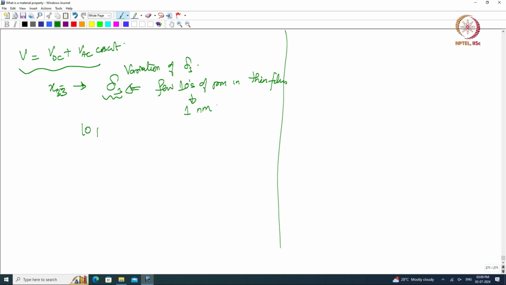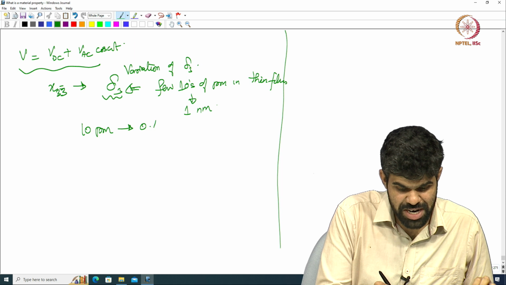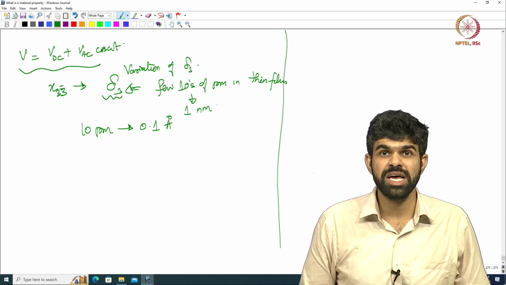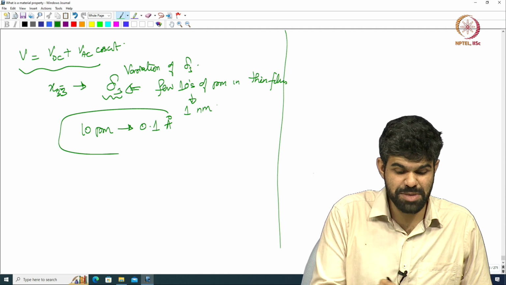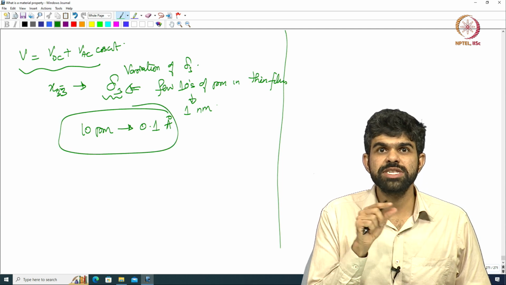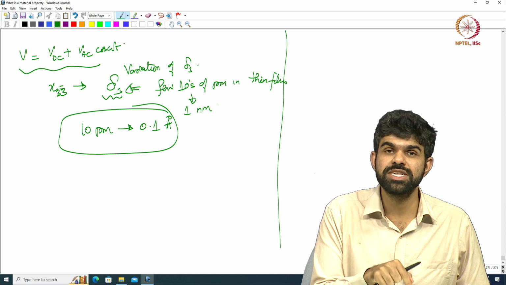Now, what is 10 picometer? 10 picometer is 0.1 angstroms, right. 100 picometers is 1 angstrom. So, I have to measure displacements on this scale. None of the structural measurements actually have this sort of a resolution.